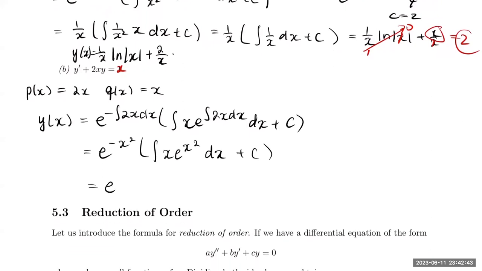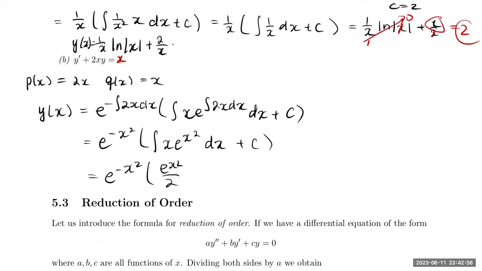This side we get e to the negative x squared times the integral of e to the x squared divided by 2. If you do this by substitution, you could show that this integral here is equal to this, and then plus c. And so that just means that the solution is going to equal half plus c e to the negative x squared.